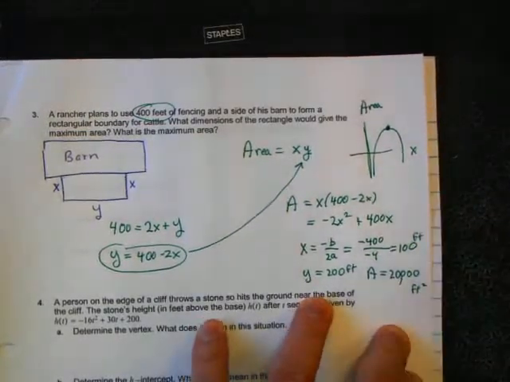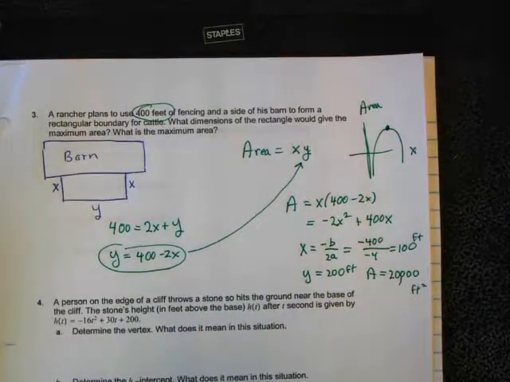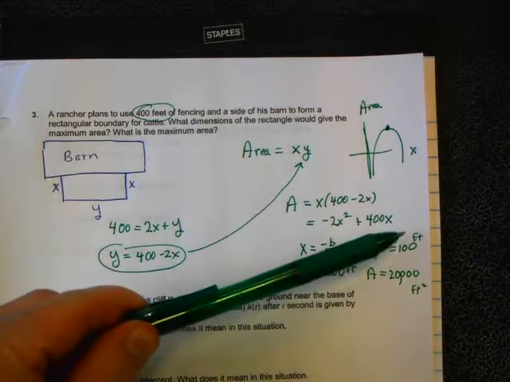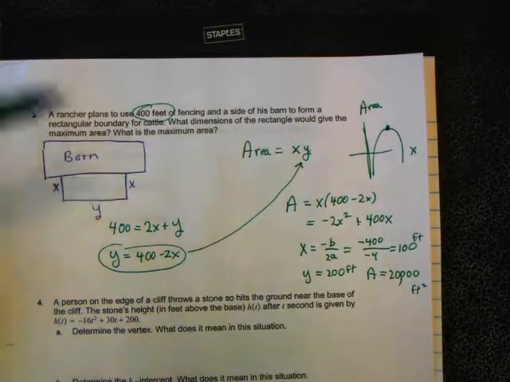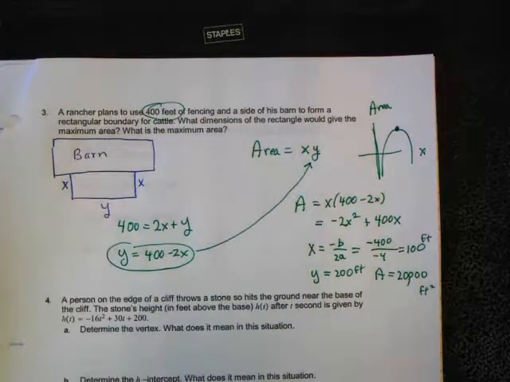So, if I want to have the absolute biggest amount of area for my animals to walk around in, I should build two sides of length 100 and one side of length 200 and build my fence like that. Questions on that? All right, and then let's take a look at number 4.